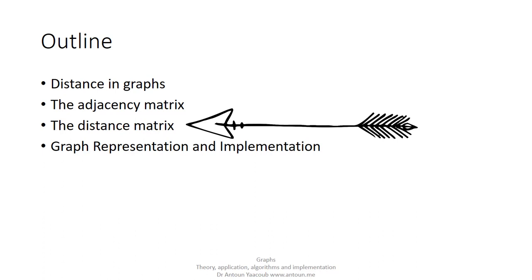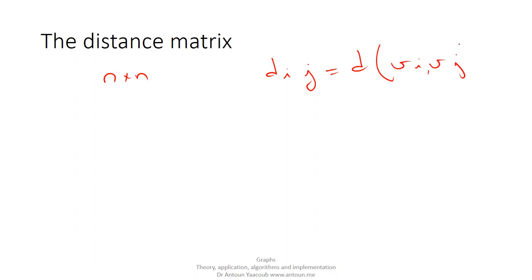We shall see that the distance matrix can be generated with an algorithm that makes use of the adjacency matrix. So instead of calculating all these, we can try to get it from the adjacency. Given a graph of order n, so we have n vertices, we can define the distance matrix. It's an n by n matrix in terms of the vertices, and we represent the distance between two vertices vi and vj as d(vi, vj).